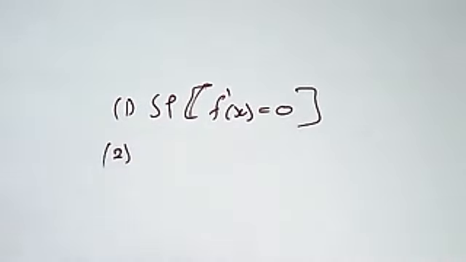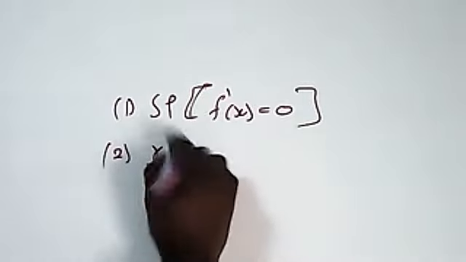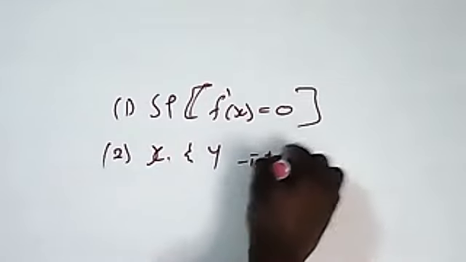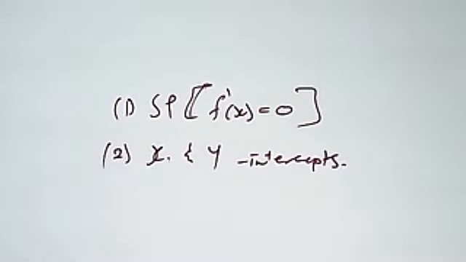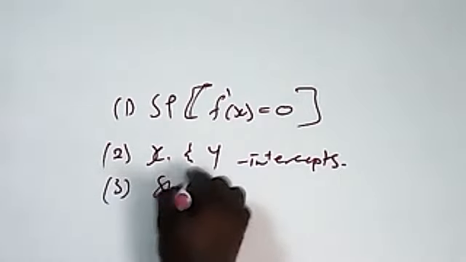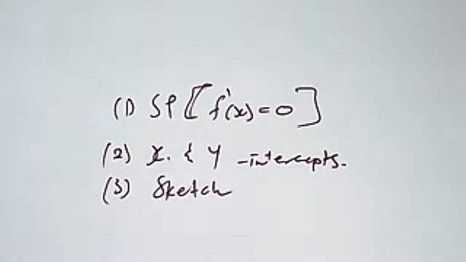Number two, what should you do? You must find the x and y intercepts. That's the second thing you must do. Number three, which is the last thing, obviously, is just to sketch. So those are the three steps that you must always follow. I will give you one example to start with, and then I show you exactly how you sketch that particular function.